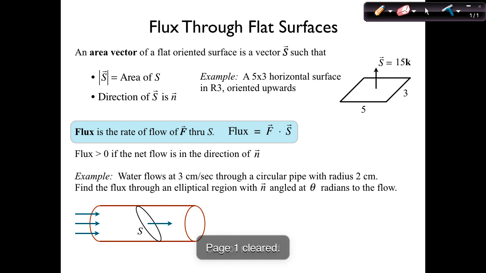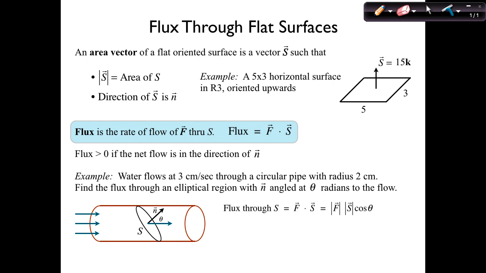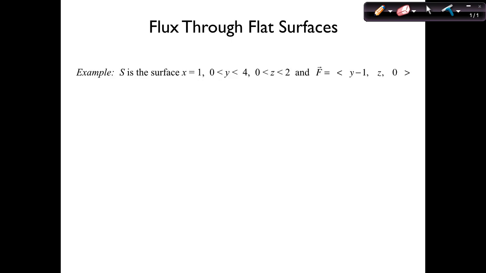Okay, so let's try this example. Now my surface is x equals 1, from 0 to 4 and 0 to 2, through the field y minus 1 comma z comma 0.